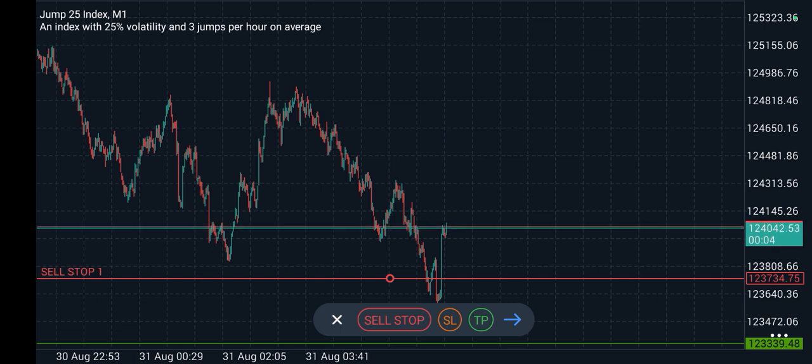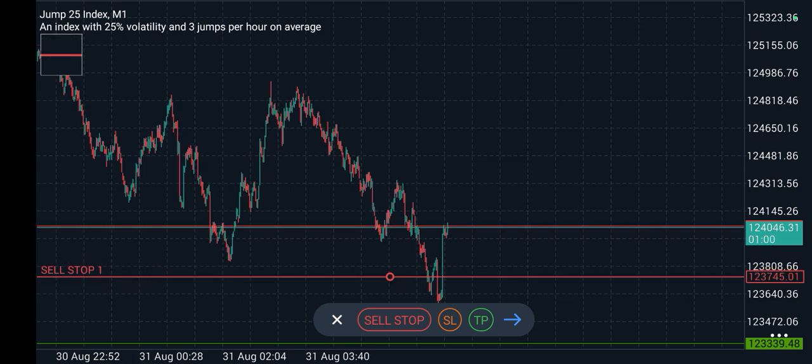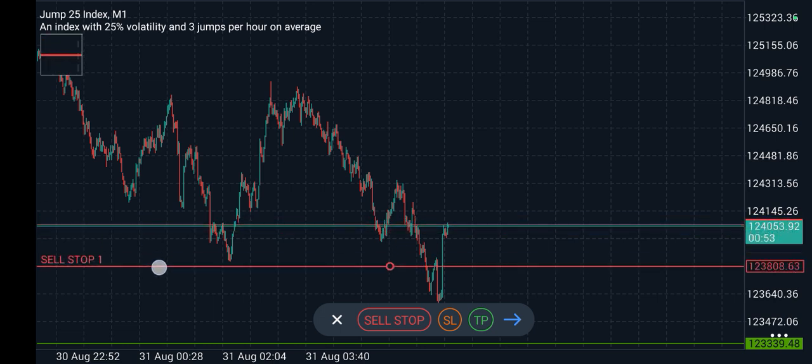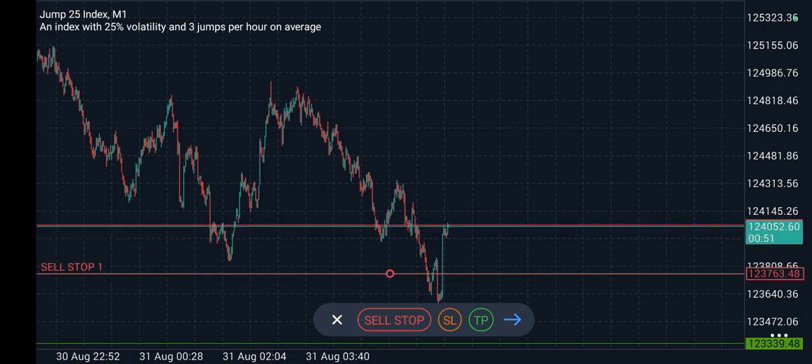So if I'm waiting for this trade, maybe due to my confirmation, I'm seeing that this market is going to sell later and I'm not there, I can just set my sell stop down here, so that anytime this market gets here, it lets me into the market. So that is just what the sell stop is.